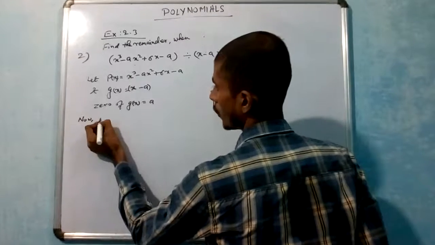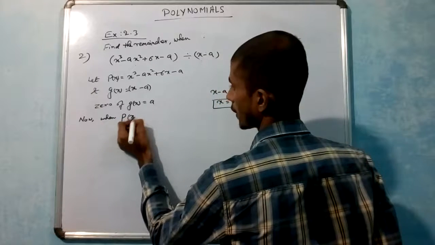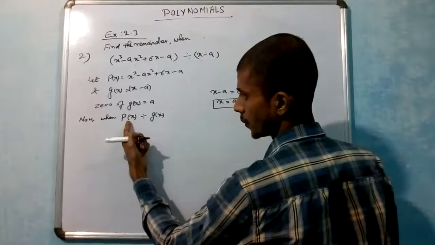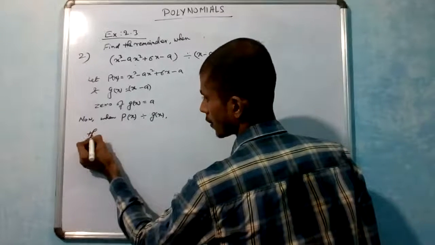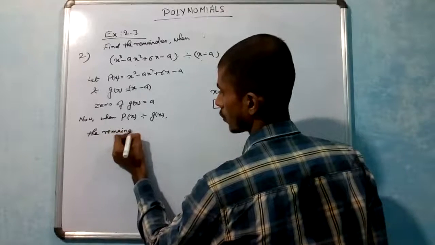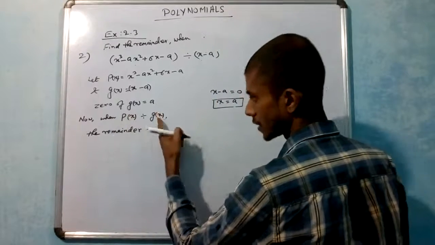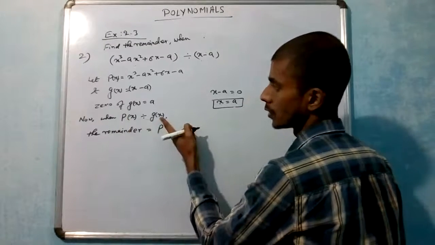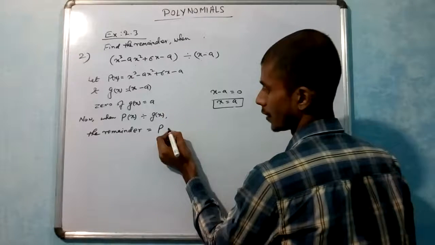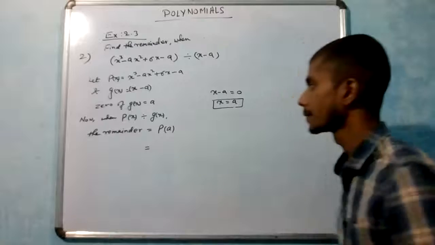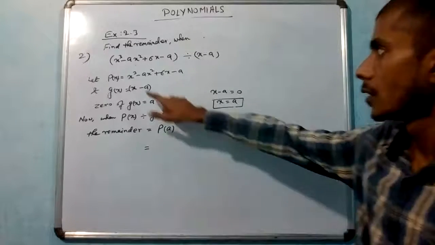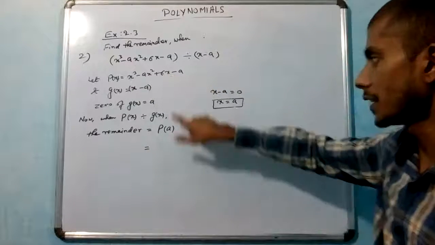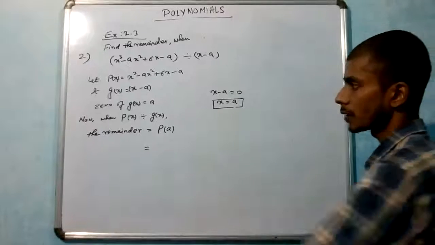Now, when p(x) is divided by g(x), we have to take the 0 of g(x) and substitute it in p(x) to get the remainder. So the remainder will be p of what? In place of x, what do we substitute? The 0 of g(x), which is a. So p of a. In place of x, we substitute a, and then simplify. That will be the remainder.